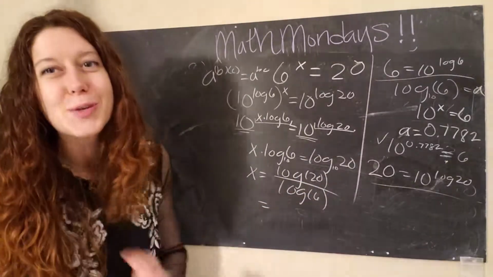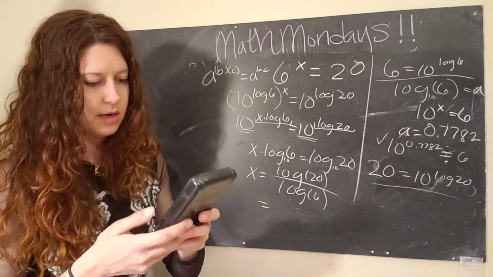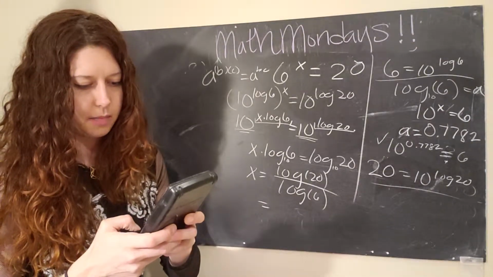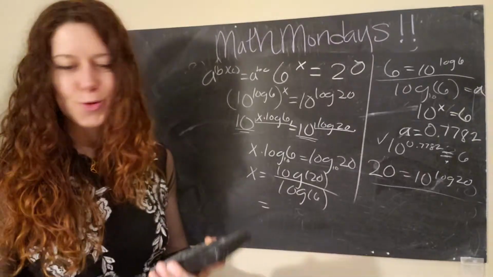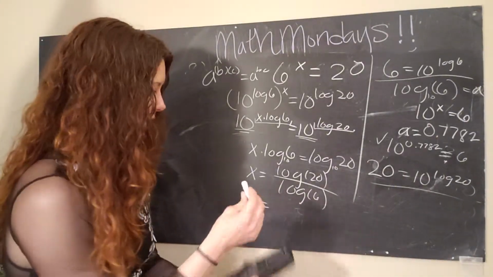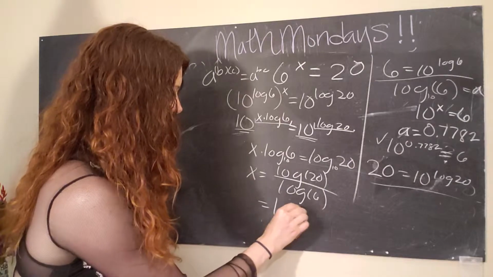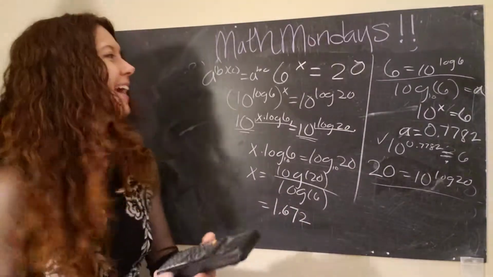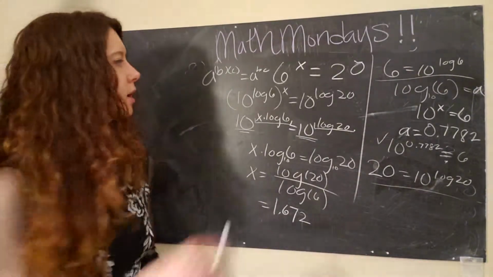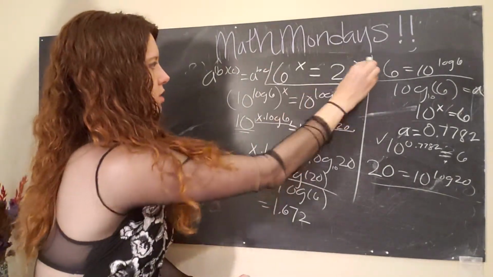So definitely do this with me. Grab your calculator and say log of 20 divided by log of 6. Huzzah! All right, we have our answer. x equals 1.672.